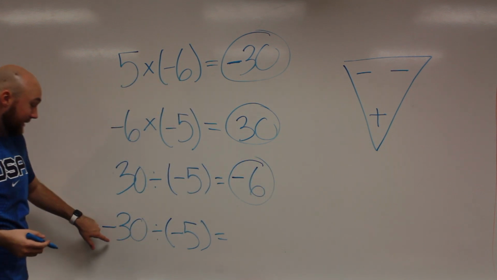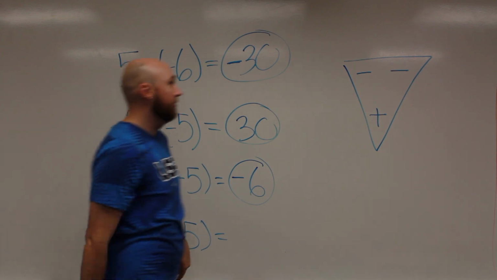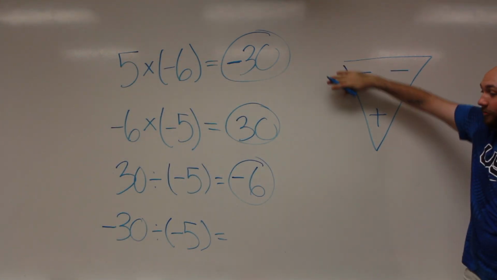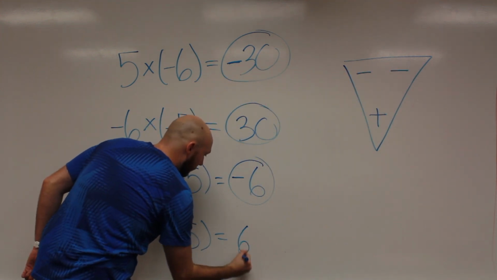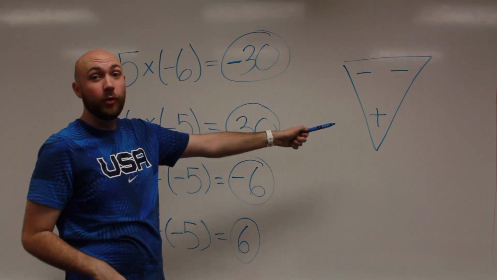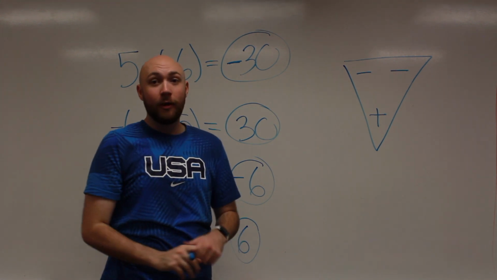Last one, negative 30 divided by negative 5. I'm dealing with two negatives, right? So let's cover them both up. What do we have left? A positive. So 30 divided by 5 is positive 6. Okay, so again, spicy Dorito man for multiplying or dividing integers, right?